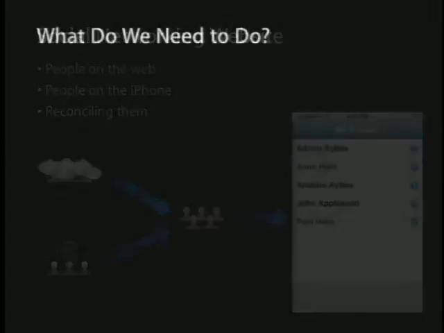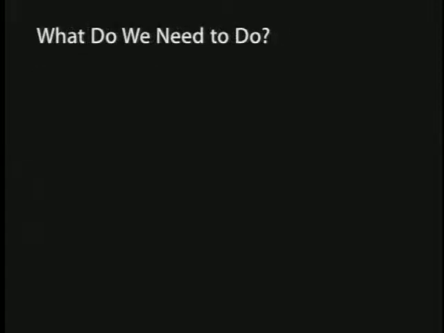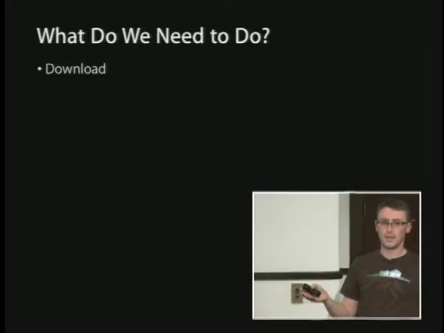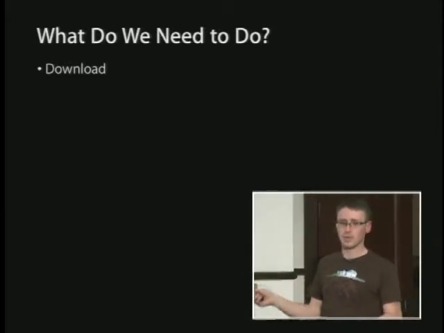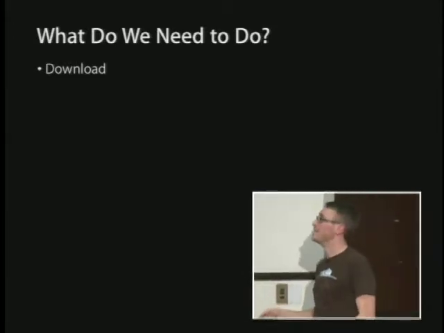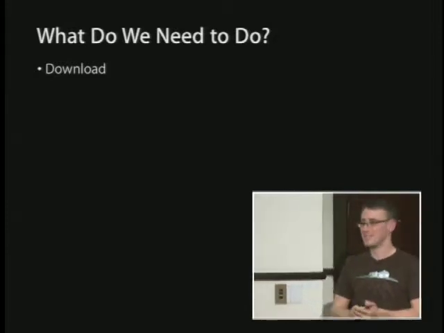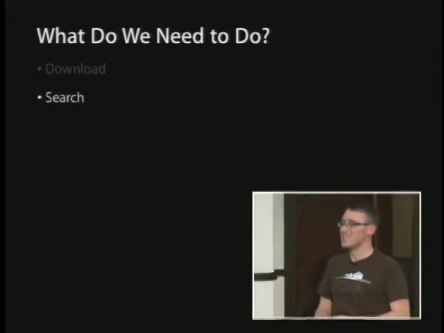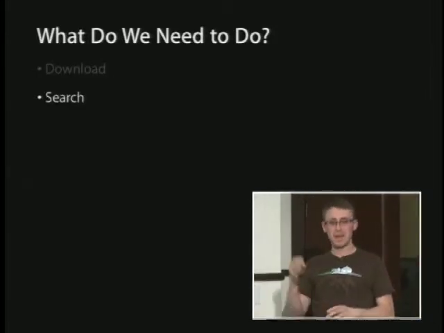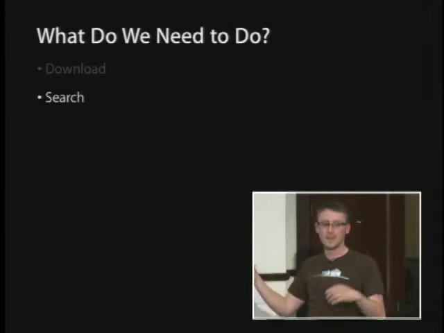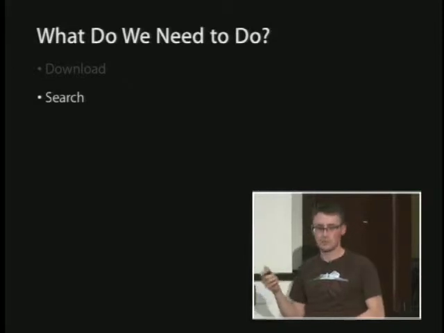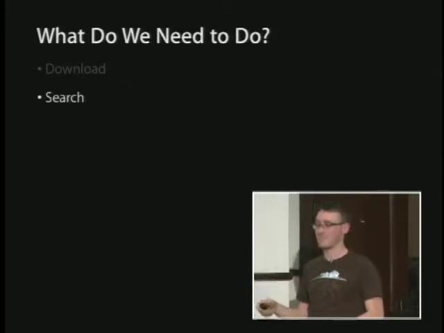What does that entail? What are we going to have to do? The first step is going to be downloading a list of people we have on the web. That is the first step, and that's also a step I'm not going to talk about because you've been talking about it. By now, you should have a good idea of how to do it. So the next step is to identify which people match between what we've just downloaded from the web and what we have on the phone.